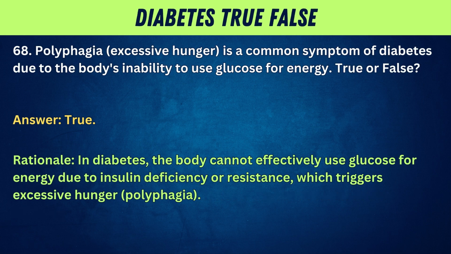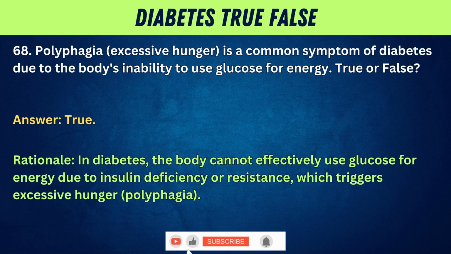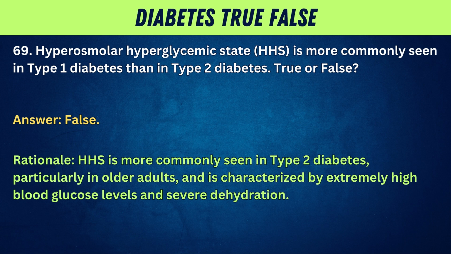68. Polyphagia, excessive hunger, is a common symptom of diabetes due to the body's inability to use glucose for energy. True or false? Answer: true. Rationale: in diabetes, the body cannot effectively use glucose for energy due to insulin deficiency or resistance, which triggers excessive hunger, polyphagia.